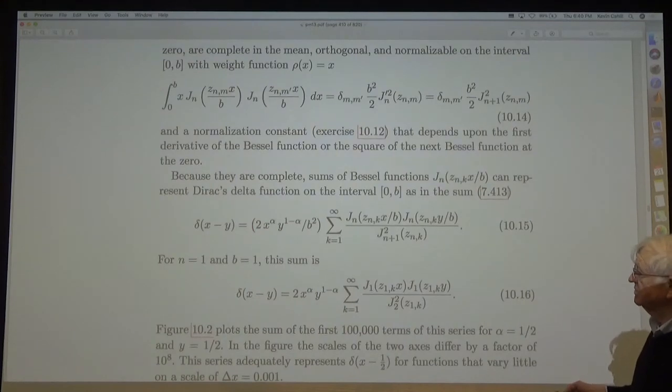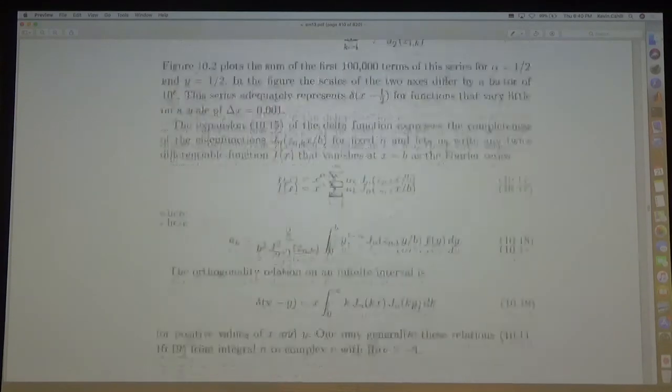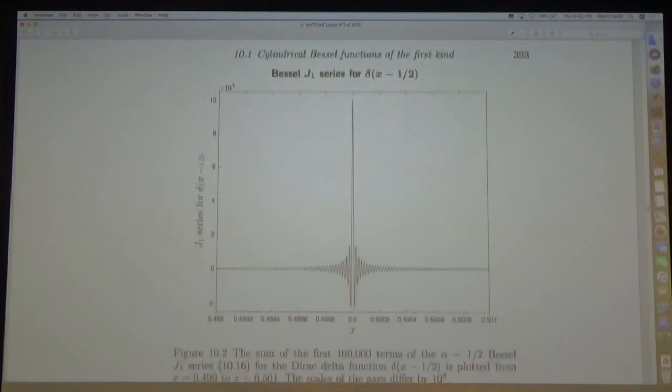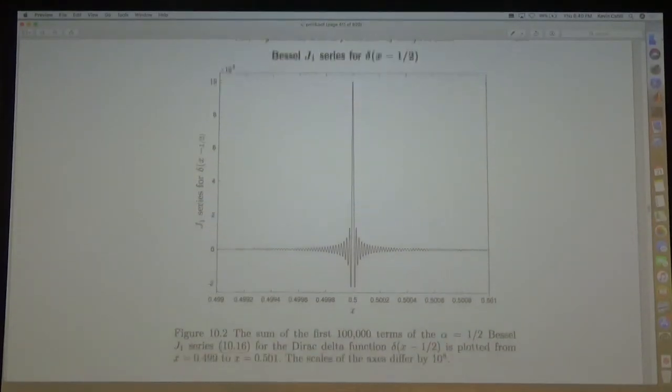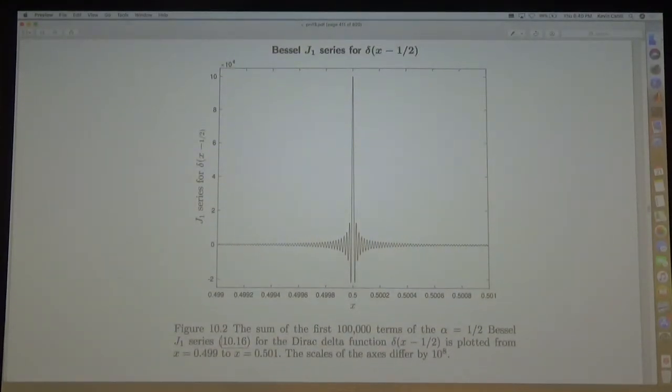If we choose n to be 1 and b to be 1, then this is the sum. And I've plotted in figure 10.2 the sum of the first 100,000 terms of that series for alpha equal to a half, and y equal to a half, and so you expect to get delta of x minus a half.